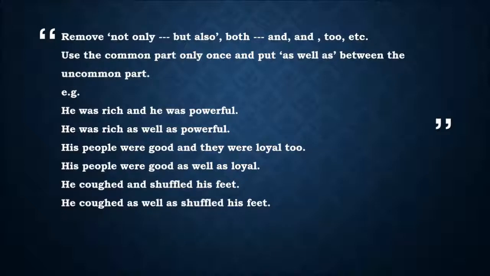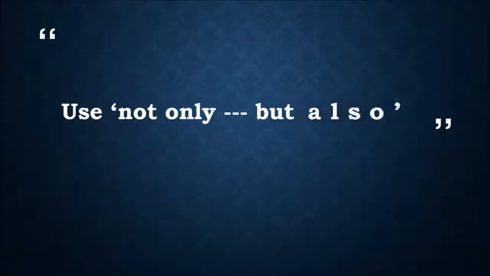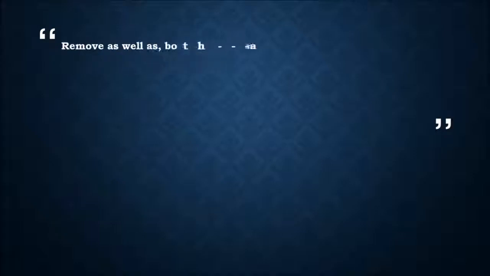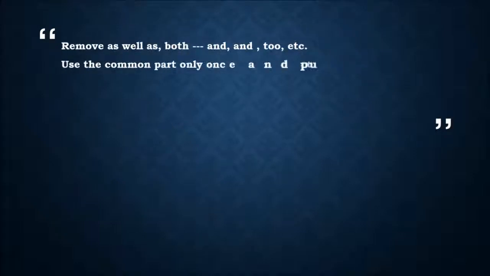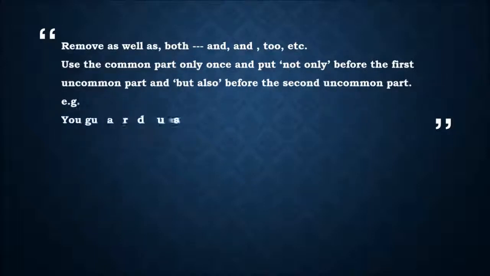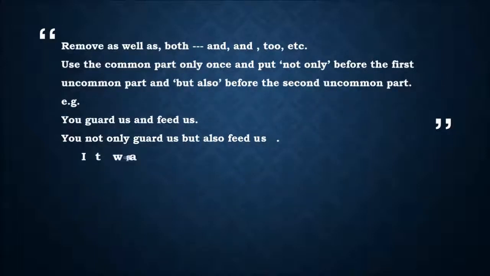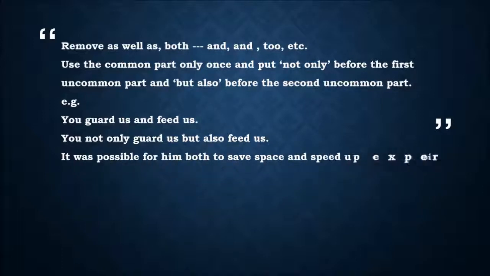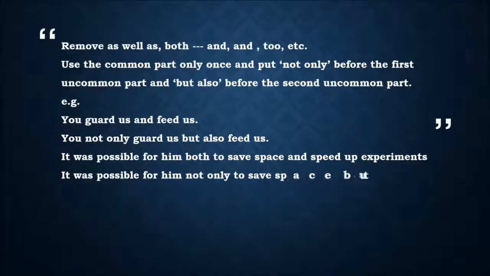Use not only but also. A. Remove as well as, both and, to, etc. B. Use the common part only once and put not only before the first uncommon part and but also before the second uncommon part. E.g. 1. You guard us and feed us. You not only guard us but also feed us. 2. It was possible for him both to save space and speed up experiments. It was possible for him not only to save space but also to speed up his experiments.